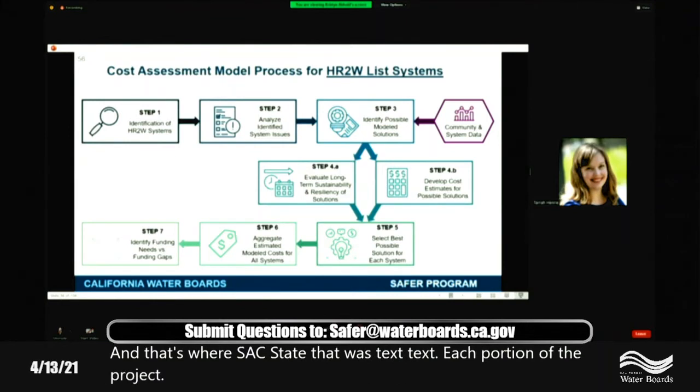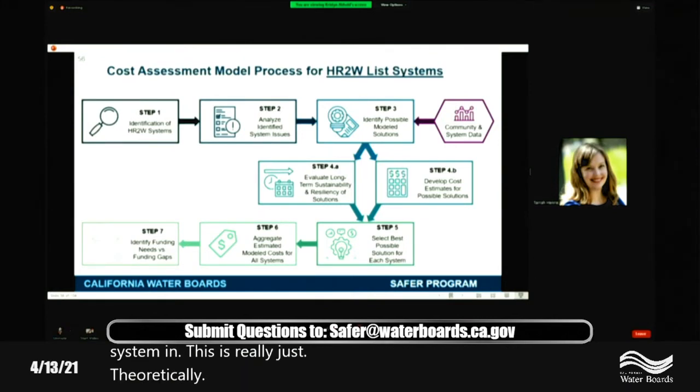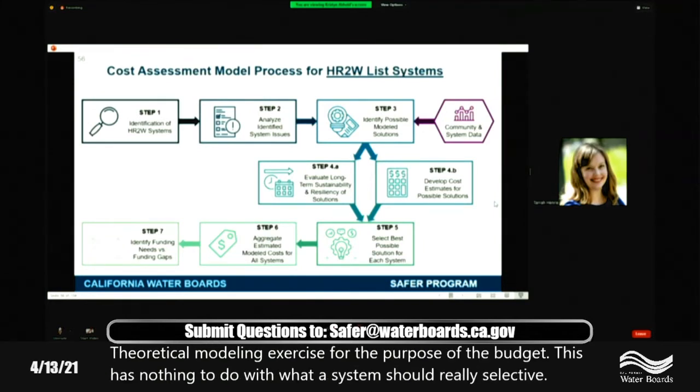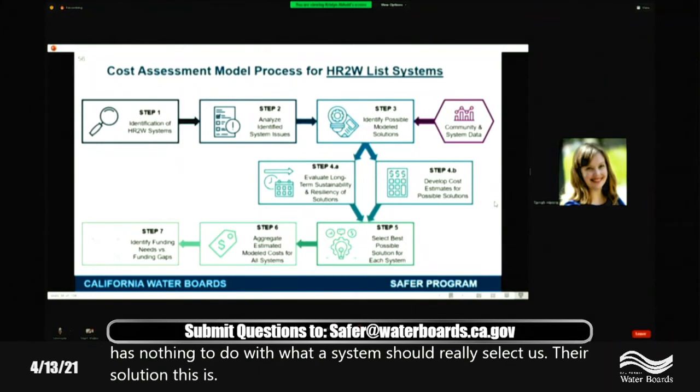Next, the best possible solution was selected for each system. And this is just a theoretical modeling exercise for the purpose of the budget. This has nothing to do with what a system should really select as their solution. This is for budgetary purposes only.